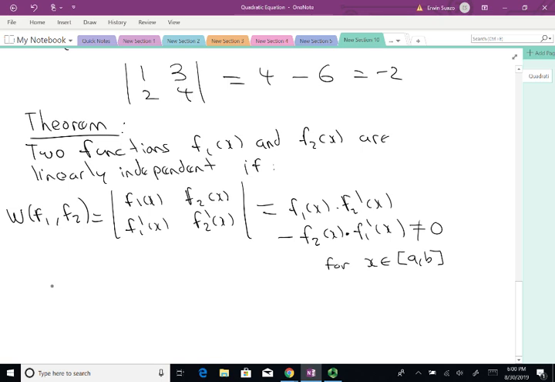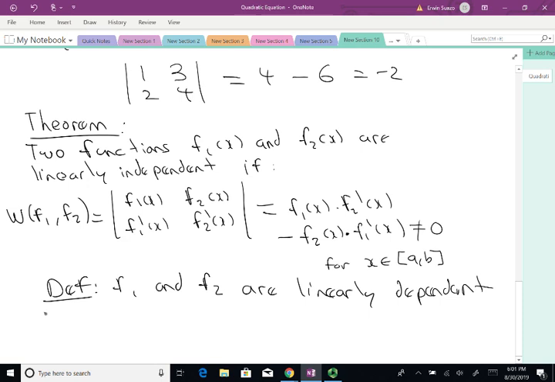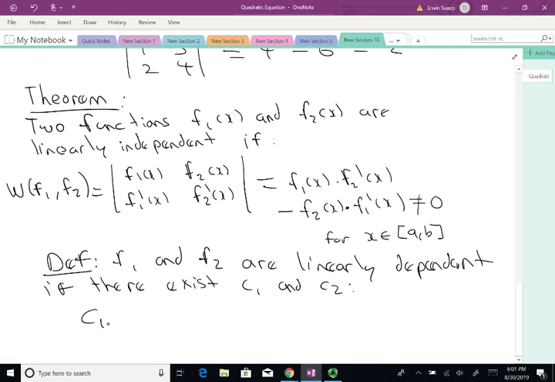is that this is the theorem, but if you want the definition, f1 and f2 are linearly dependent if there exist C1 and C2 such that C1 times f1 of x plus C2 f2 of x gives you 0. So that's the definition of linear dependence.